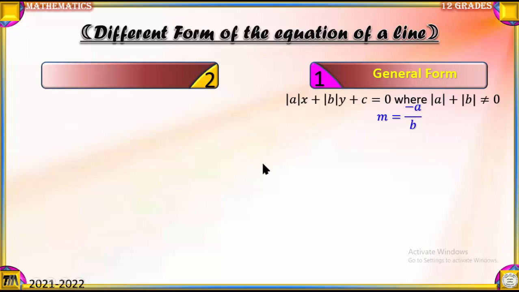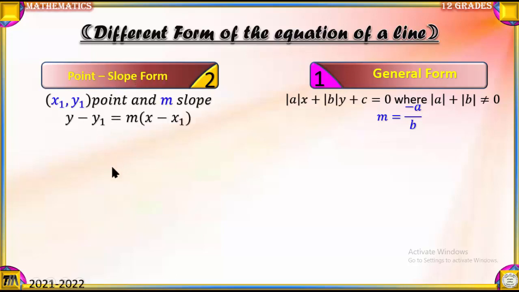The second form is point slope form. If you have a point (x1, y1) and a slope m, then the equation is y minus y1 equals m times (x minus x1). Every time we have a point and slope, we use this form to find the equation of a line.